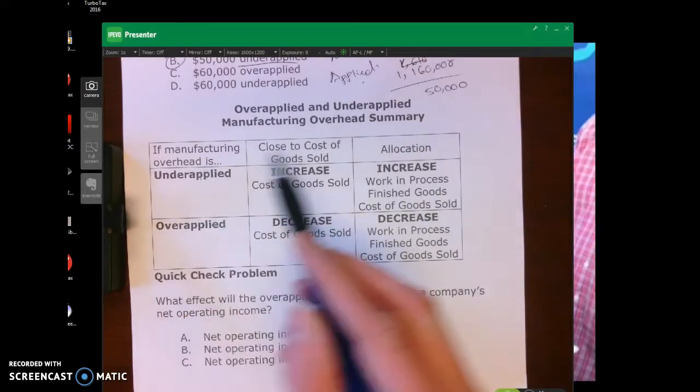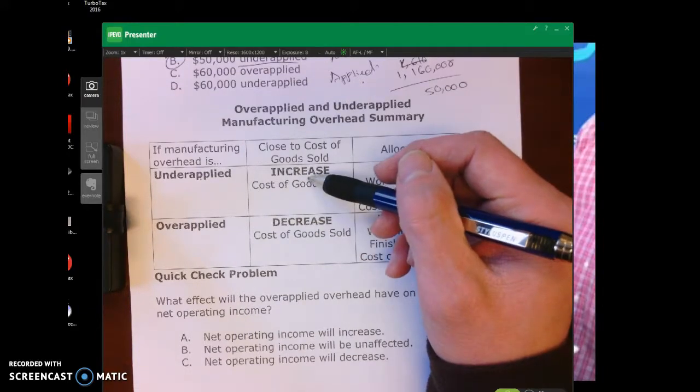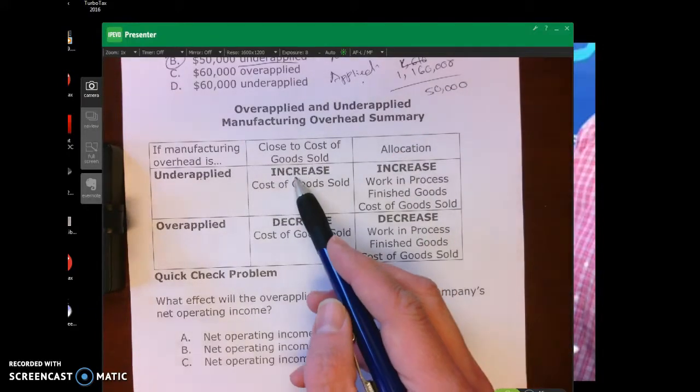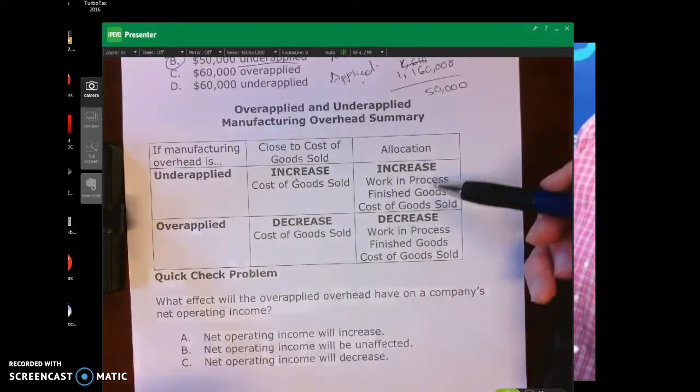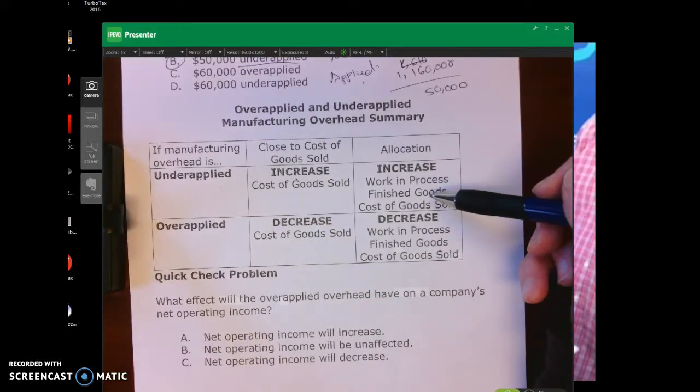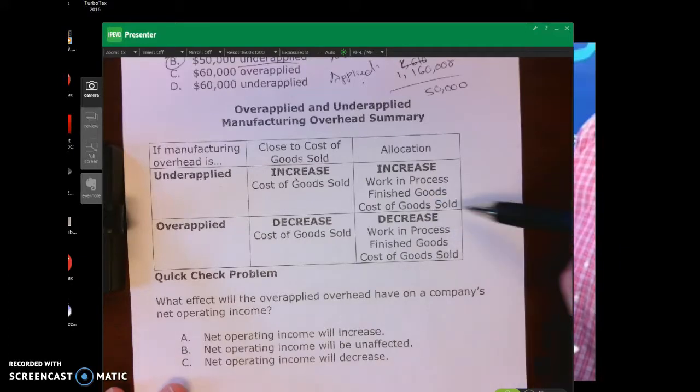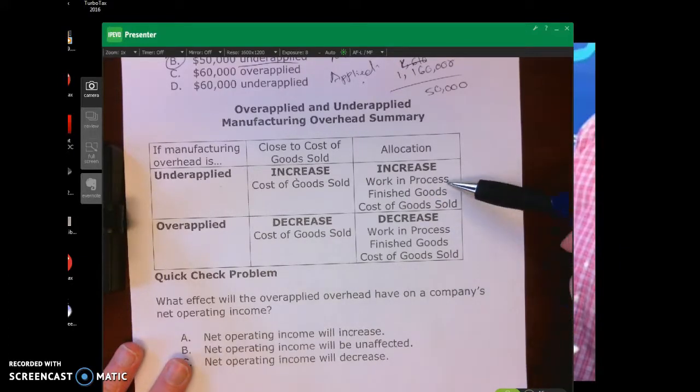If it's underapplied, that means it's a debit to cost of goods sold, credit to manufacturing overhead. Therefore, that will increase cost of goods sold. If it's underapplied and we allocate it, we would debit work in process, debit finished goods, and debit cost of goods sold, and credit manufacturing overhead. These are both asset accounts, so those will also go up. Of course, cost of goods sold is an expense account, and a debit to an expense account makes it go up.